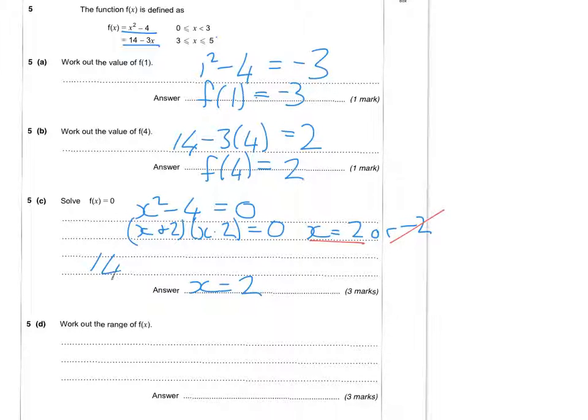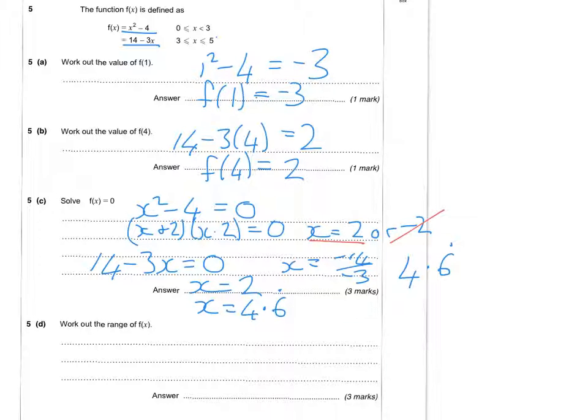And 14 minus 3x equals 0. x equals negative 14 over negative 3. And that is 4.6 recurring from my calculator. That's inside the range, so x could also be equal to 4.6 recurring.